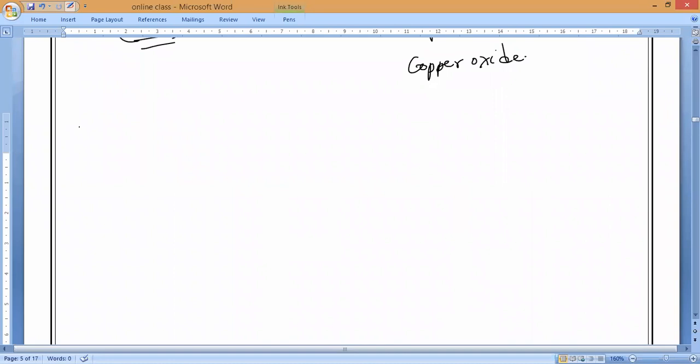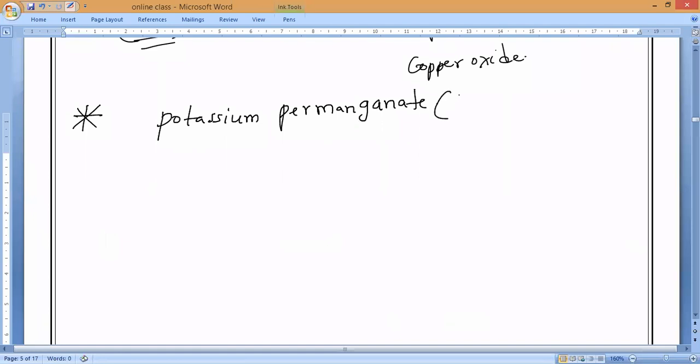Next, for today's class, the last and most important example: decomposition of potassium permanganate. Can anybody tell me the formula? This I already taught you for change in color. Just turn your notebooks, you can understand. Potassium permanganate. What is the formula? KMnO4. Potassium permanganate. Understand, everybody?